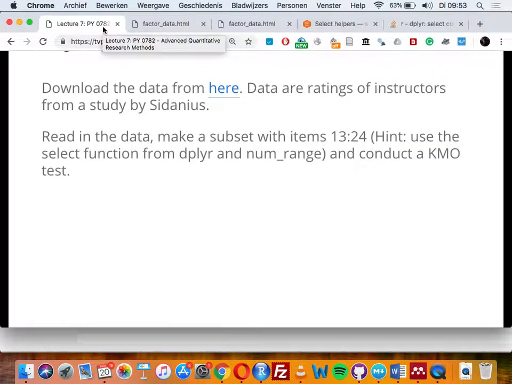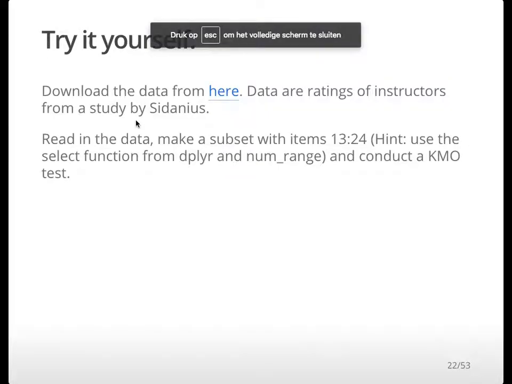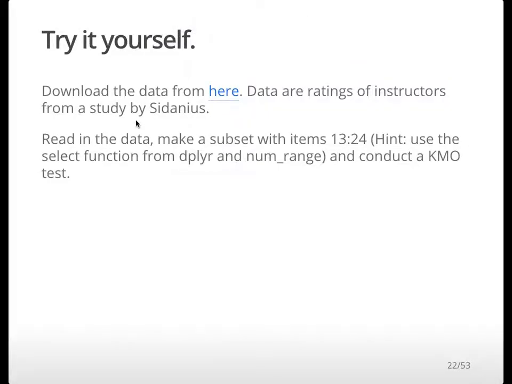Okay, I think everybody's here, so we'll just continue. Back to state agent mode.